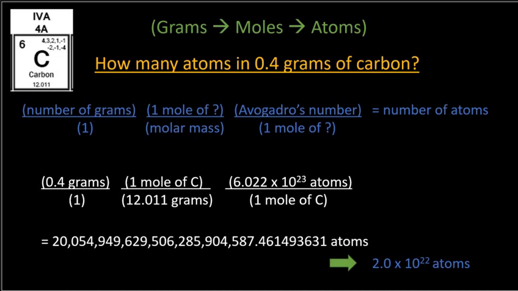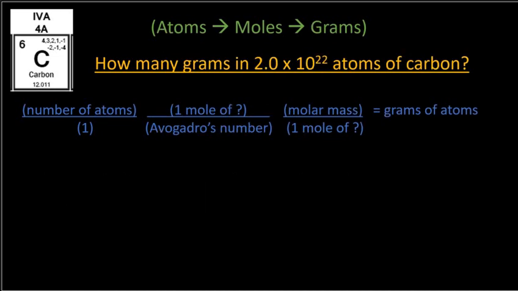Now, to do the reverse, one of the ways you can check and make sure you're doing it right is we should get this same answer right here. Okay, going from 0.4 grams to 2 times 10 to the 22 atoms. So we're just going to turn the problem around. How many grams in 2 times 10 to the 22 atoms? Now, if we're doing this right, we should get 0.4 grams. Okay, now going from atoms to moles.